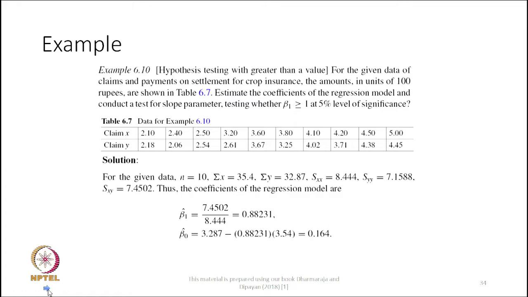We have another example. Estimate the coefficients of the regression model. That means you have to estimate beta naught as well as beta 1, followed by conducting a test for the slope parameter, testing whether beta 1 is greater than or equal to 1 at 5% level of significance. So, based on the theory which I have explained, you can get the beta naught and beta 1 estimates.